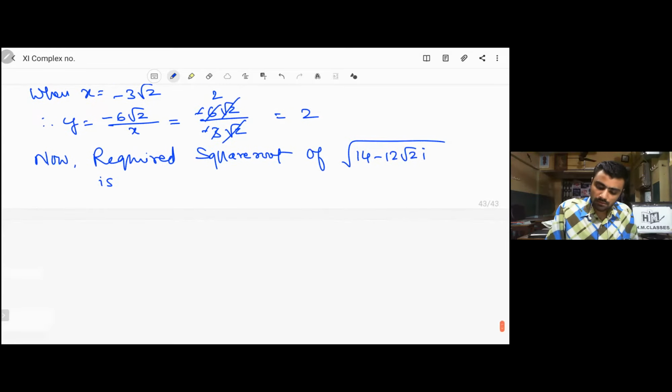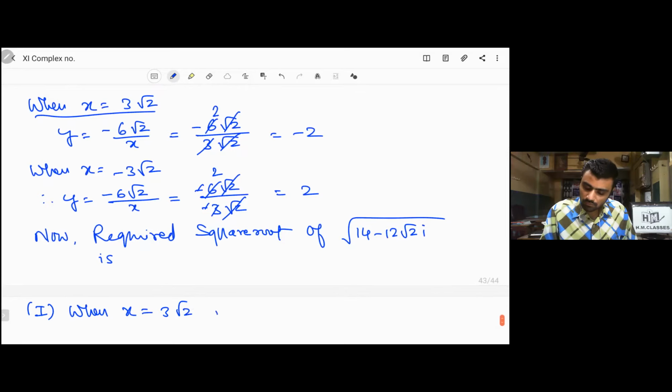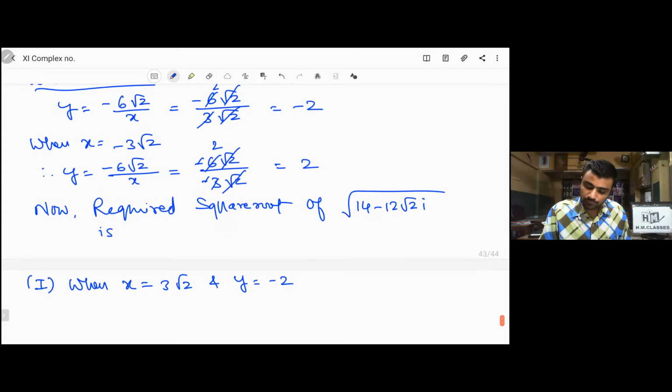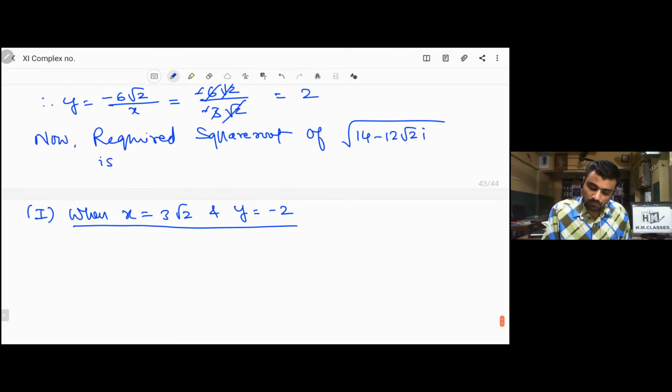is, okay, first, when x is equals to 3 root 2 and y is equals to minus 2. So x plus yi, which is the square root that we assumed as x plus yi, is going to become 3 root 2 plus minus 2i, which is going to be 3 root 2 minus 2i.